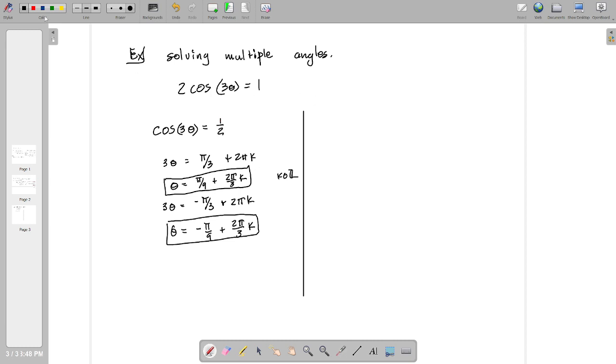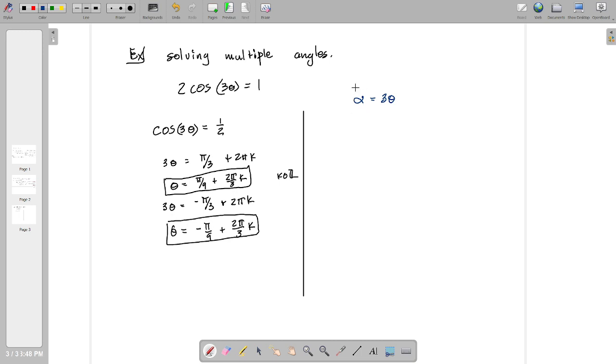Now with a substitution, I like to do this sometimes, but I feel like introducing it this way first helps a little bit. When you do a substitution, let's say that alpha equals 3 theta. Hey, remember, 3 theta is just an angle.